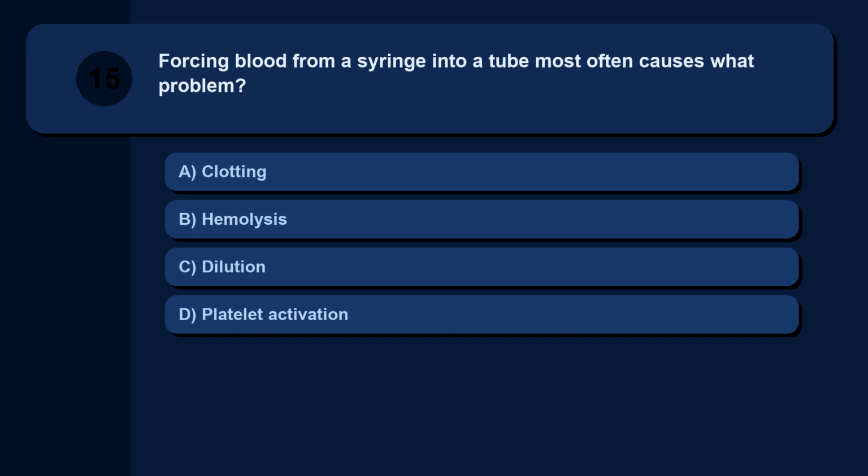Question 15. Forcing blood from a syringe into a tube most often causes what problem? Clotting. Hemolysis. Dilution. Platelet activation.